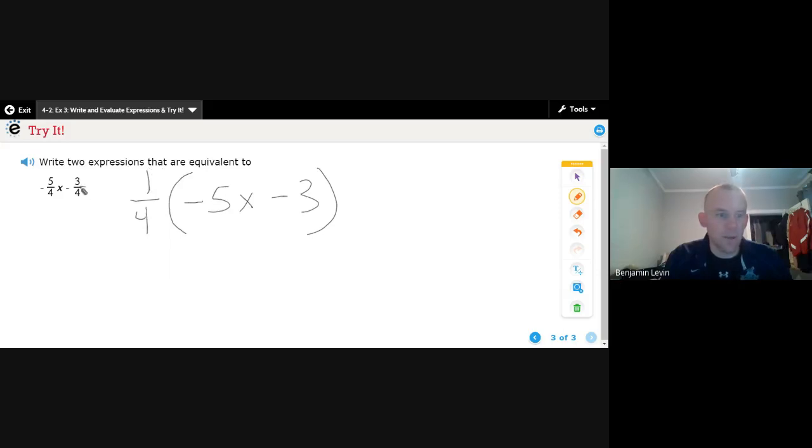I separated the divide by fours, the fourths out, and I made them distributive. So 1/4 times 5x is 5 over 4x. 1/4 times 3 is 3 over 4, right? So that's one way I could do this. Let's think of another way we could distribute this.